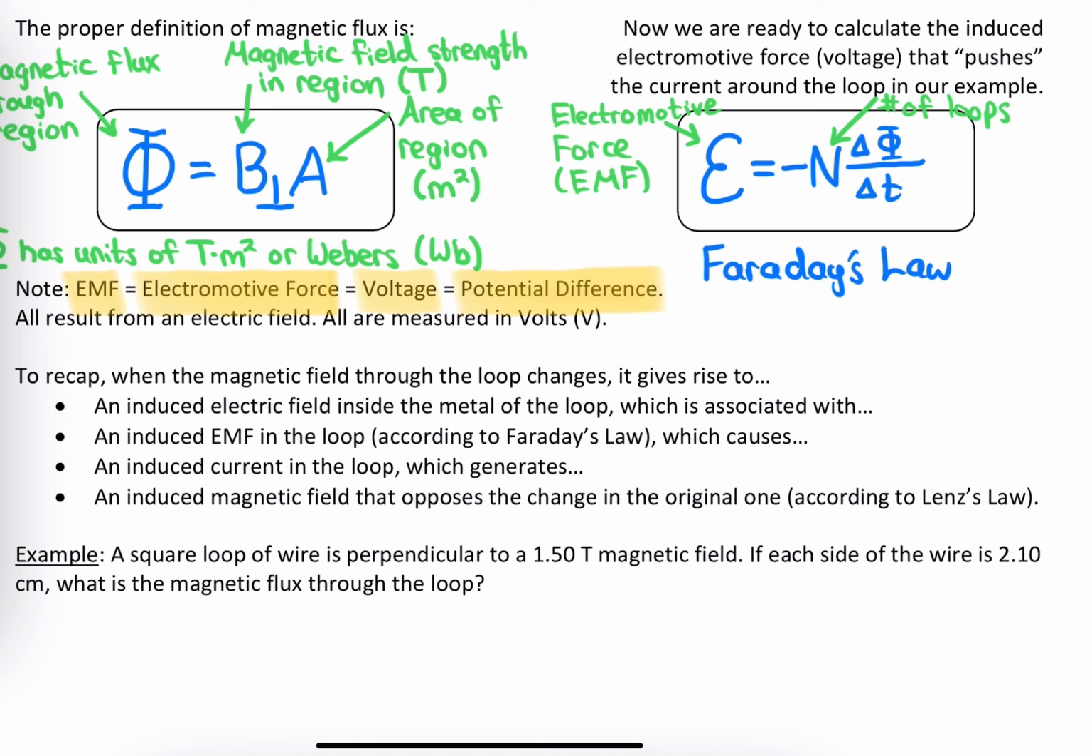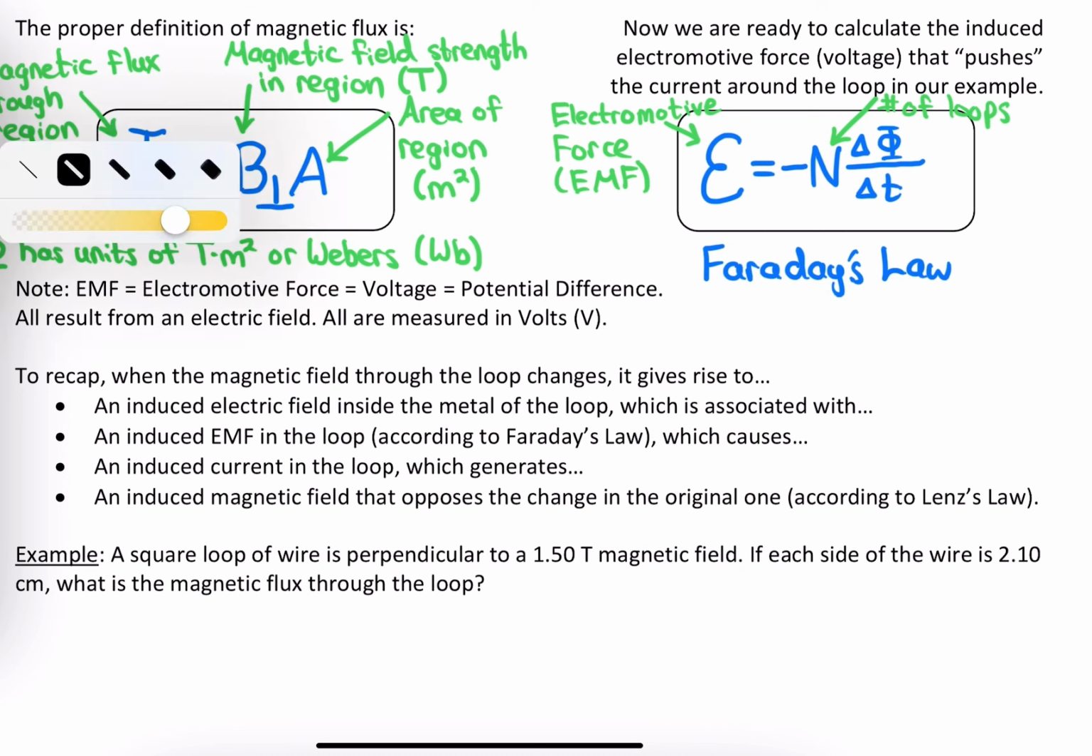All of these are created whenever there's an electric field. In this case, there's an induced electric field in that ring, and so that gives rise to an electromotive force, or a voltage, or a potential difference. And all of those things are measured in volts. Electromotive force is measured in volts. Voltage is measured in volts. Potential is measured in volts, because they're all exactly the same thing.